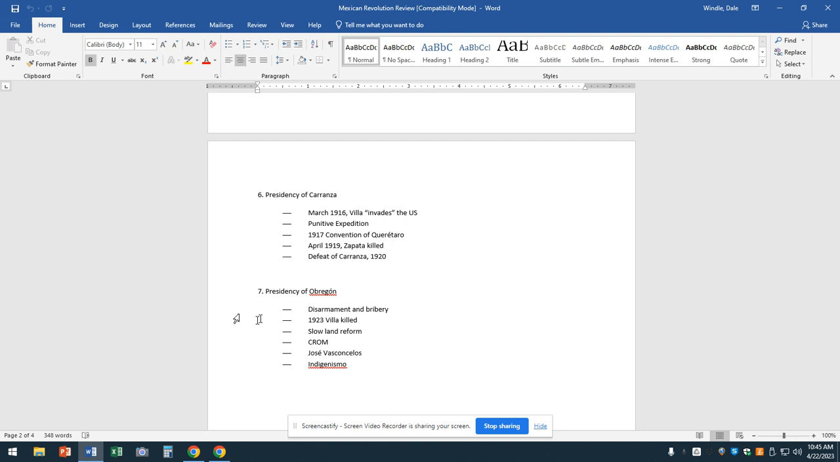And the Constitution of 1917 is important, although, again, Mexico's government has implemented that in fits and starts. The PRI, the institutionalized version of the revolution, again, is an important feature, not really a good one, and some land reform.